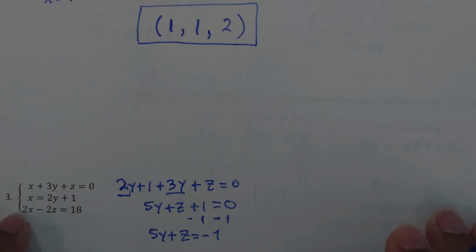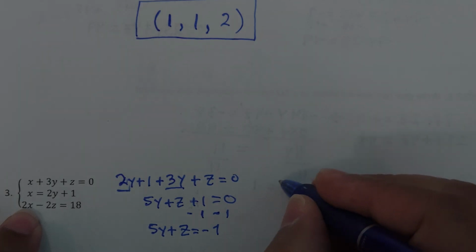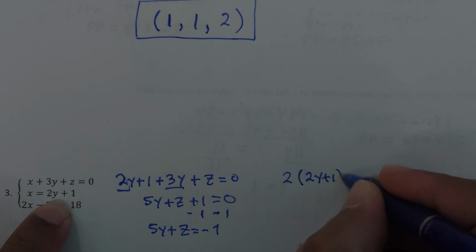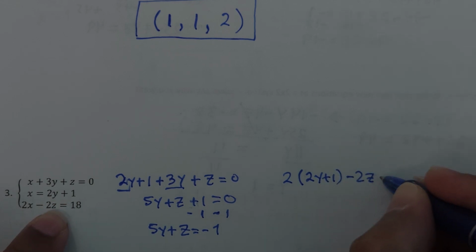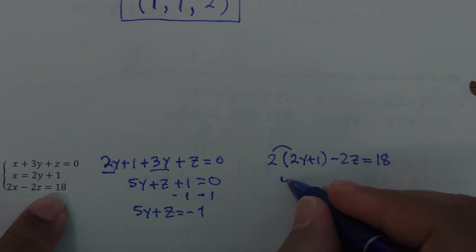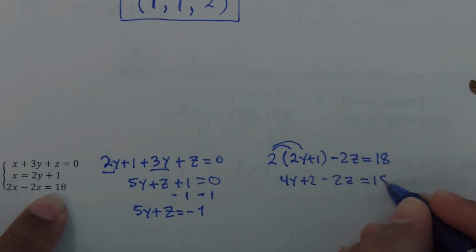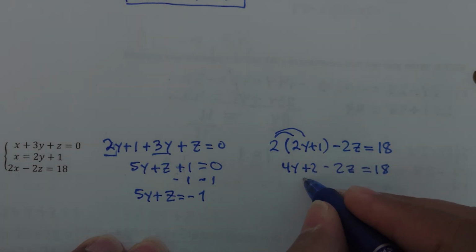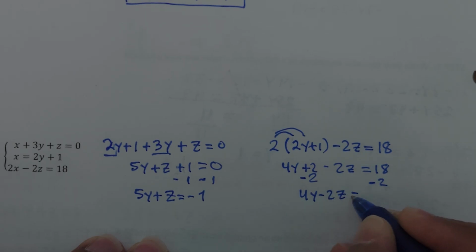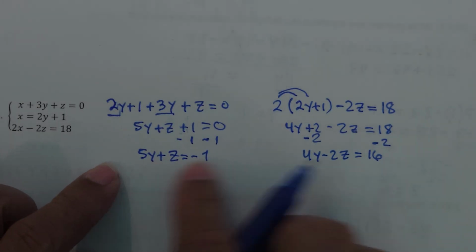So that's one equation. Then I'm going to go to the second equation and substitute for x here. So this one is 2 times, instead of x, (2y plus 1) minus 2z equals 18. Then I'm going to distribute this 2. So 2 times 2y is 4y. 2 times 1 is 2, minus 2z equals 18. Then I'm going to subtract the 2 from both sides of the equation. So we have 4y minus 2z equals 16.